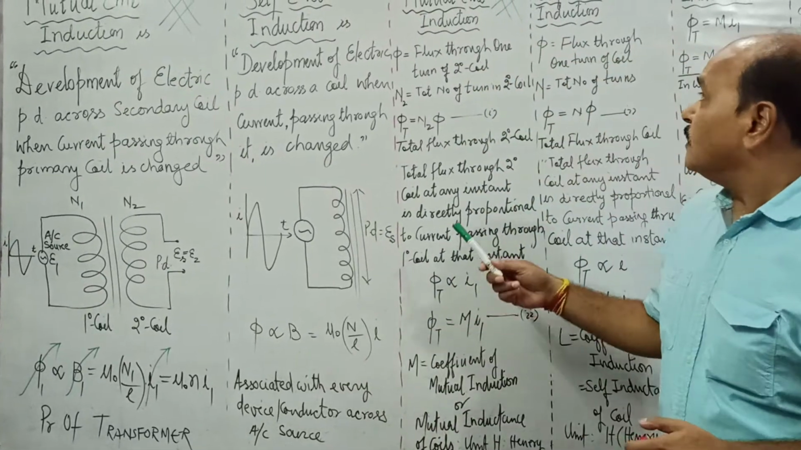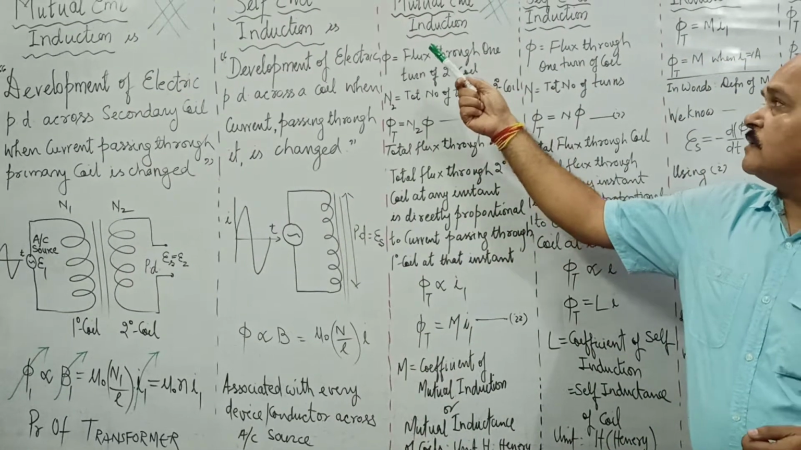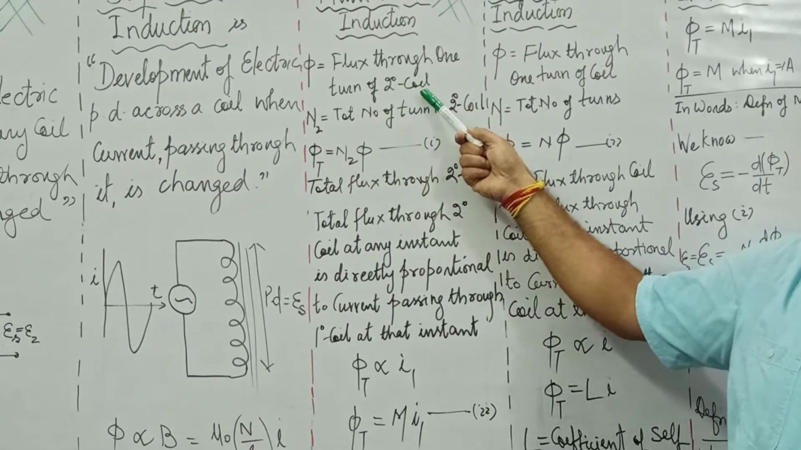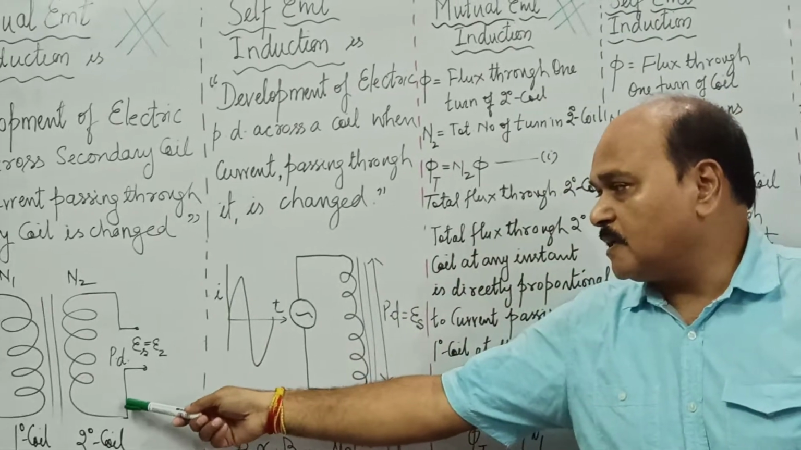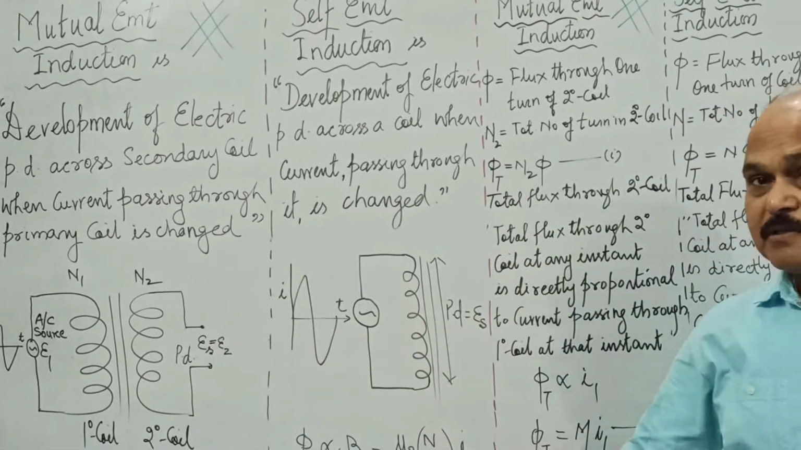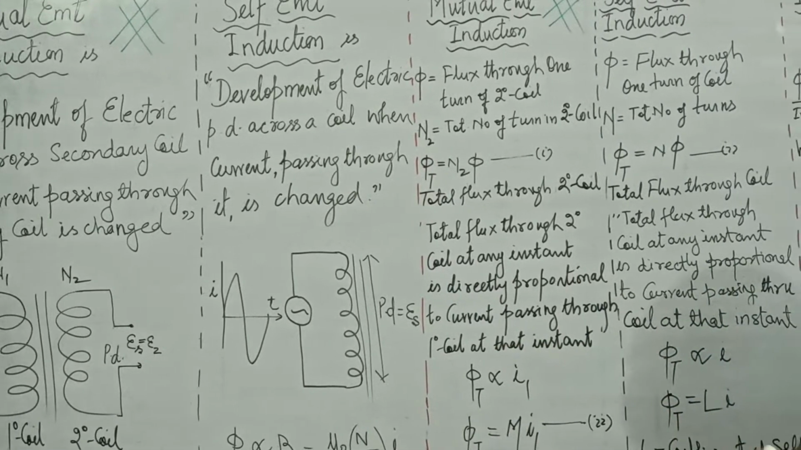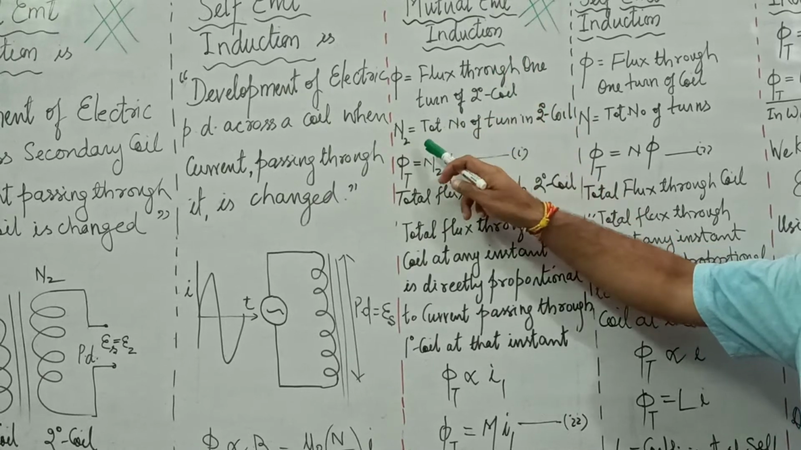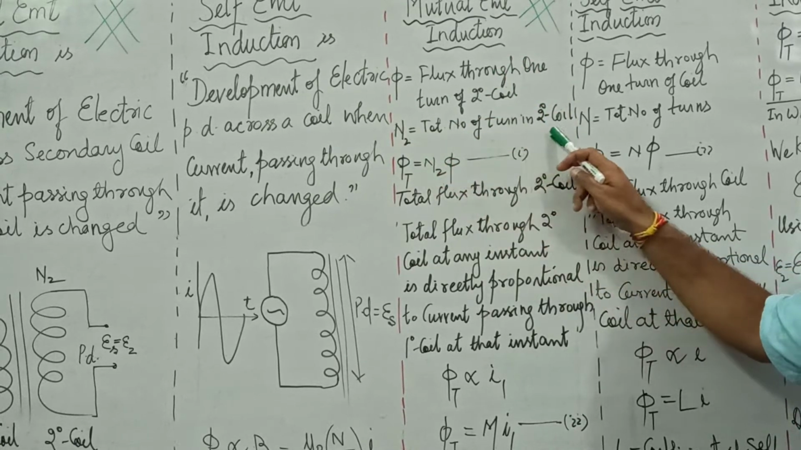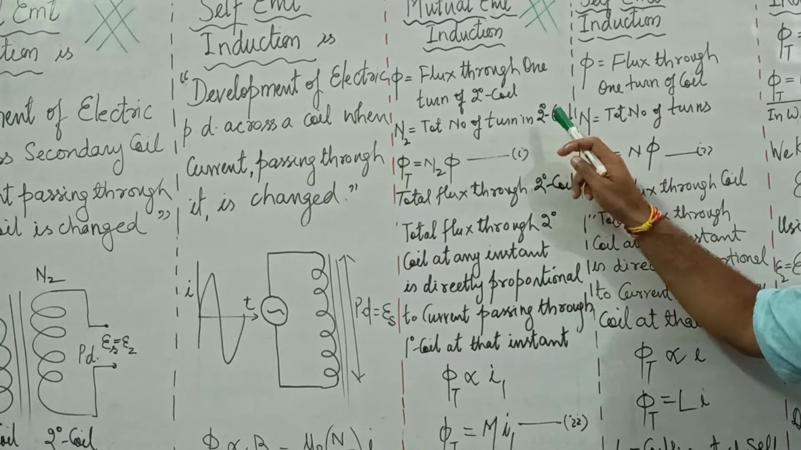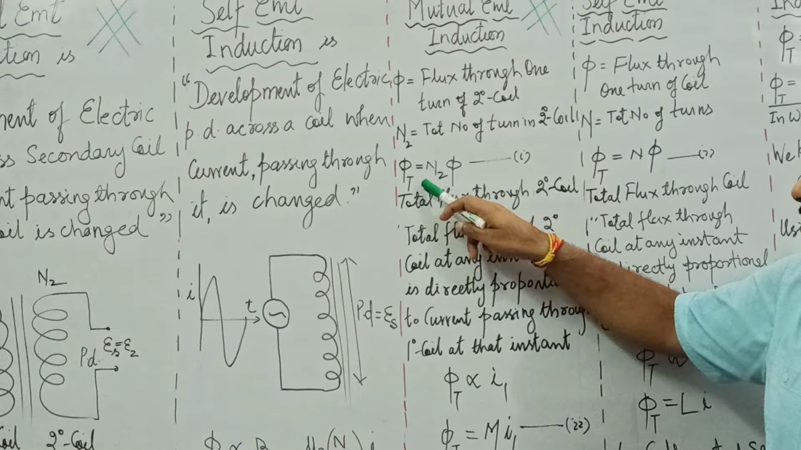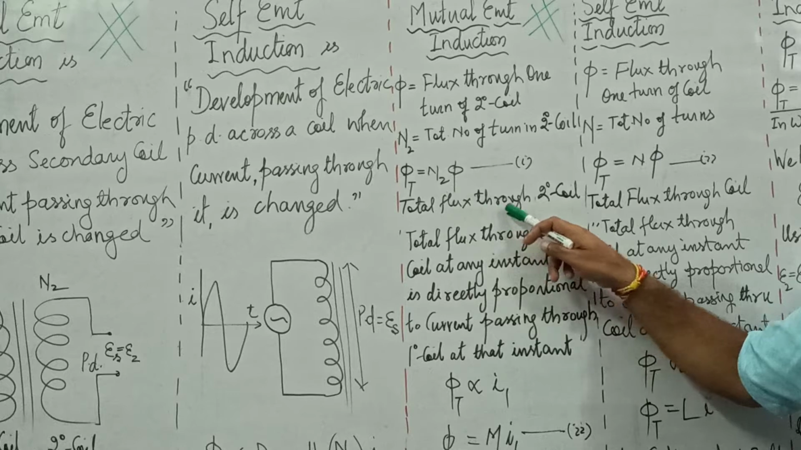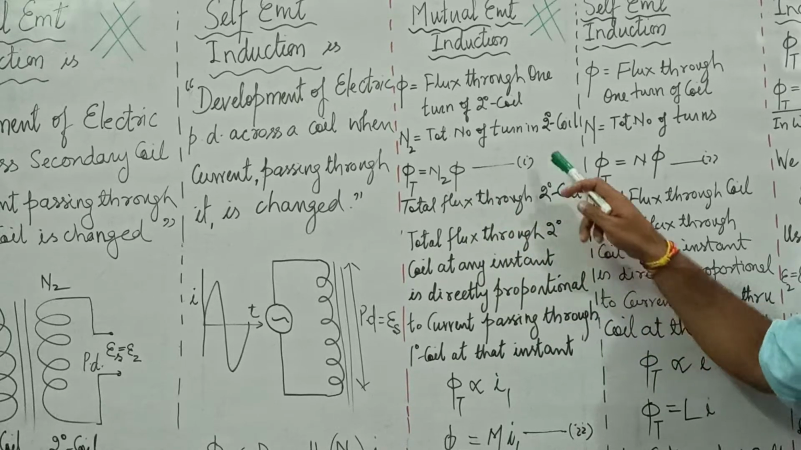Now, let us assume that phi is the flux passing through one turn of the secondary coil. This is the primary coil, this is the secondary coil. The secondary coil has N2 number of turns. So let us assume that the flux passing through one turn of the secondary coil is phi. N2 happens to be the total number of turns in the secondary coil. So if we multiply N2 with phi, we get phi total, that is N2 phi. This N2 phi is the total flux through the secondary coil.